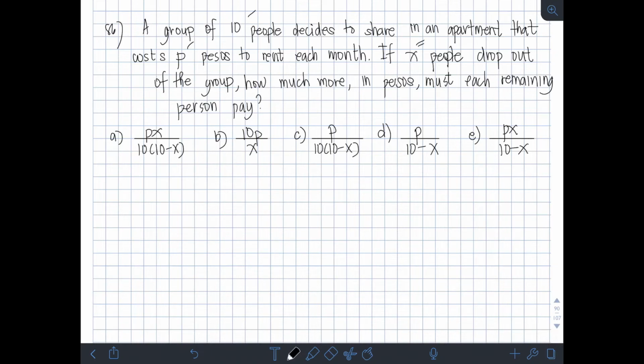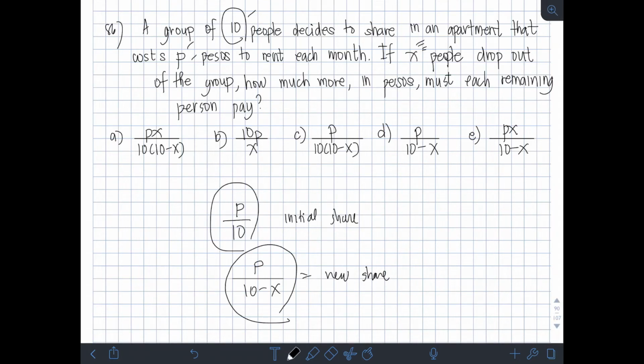So ngayon, ang tanong, kung nag-back out yung X people, magkano pa yung iaambag ng mga natira para doon sa rent? Okay, so kuhain muna natin yung dapat na initial na share ng bawat tao. So kung meron 10 people at yung halaga ng apartment is P, i-divide natin sa 10 yun, right? So, P divided by 10. Ito yung initial share. Kaso, nung nag-back out nga yung X people daw, so, magiging magkano yung dapat share nila. So, yung P, i-divide na lang natin sa matitira. So, bawasan natin yung 10 ng X, 10 minus X. So, ito yung new share. Right? So, dapat mas malaki na ito kesa dito.